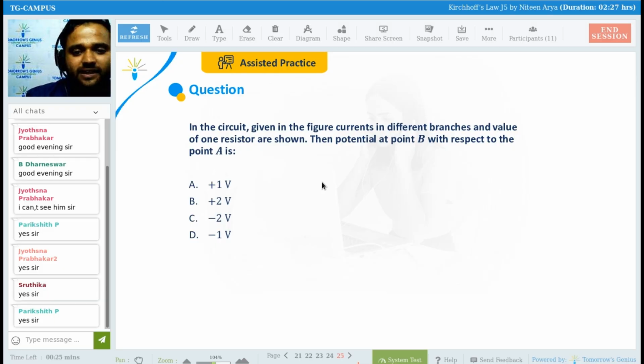So this is your question. In the circuit given in the figure, the figure is not given, I'll provide it. Current in different branches and the value of one resistor are shown. The potential at B with respect to A is. Okay, I'll give you the figure, and then we talk about it.